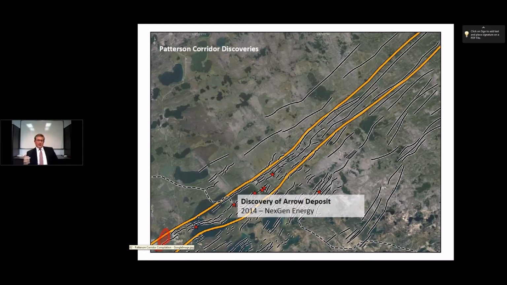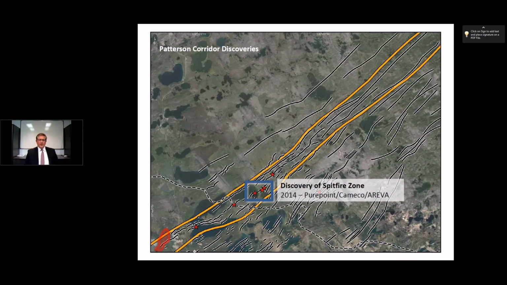North of that, NextGen Energy was following up again on all of the work that was being done and made their discovery of the Arrow deposit. And you can see, again, I'm just going to point out the dotted line that indicates the edge of the known basin. Arrow is right at that edge of that basin. In 2014, the Hook Lake joint venture made their discovery at Spitfire, our discovery at Spitfire.